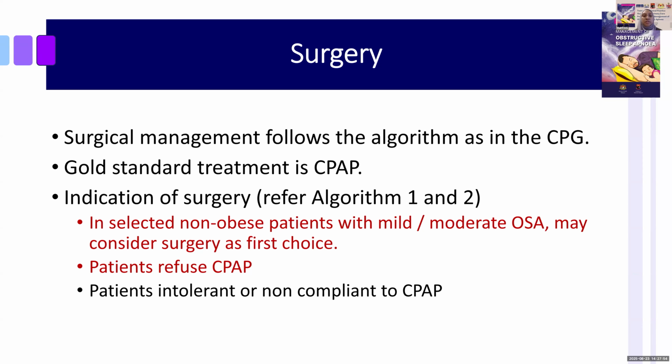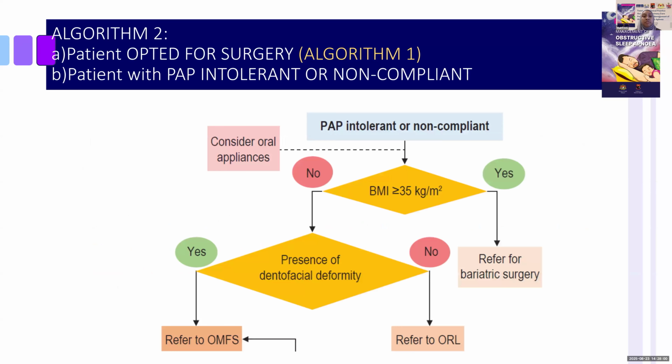And third is for patients who are intolerant or non-compliant to CPAP. In the CPG, it is depicted in algorithm 2, where the patient is intolerant or non-compliant to CPAP. If the BMI is more than 35 kg per meter squared, we do refer them for bariatric surgery. If it's less than 35, we can assess the dentofacial deformity.